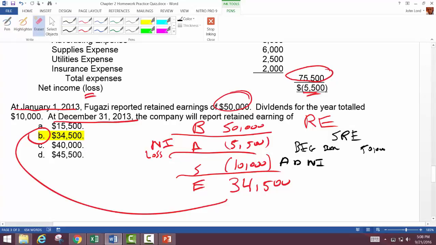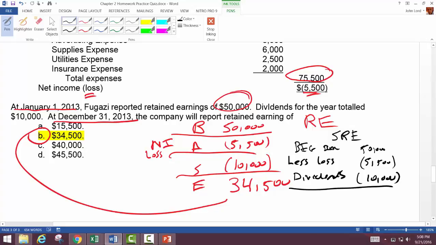On our statement of retained earnings, we'd say what? I'd say less loss. How much is my loss? 5,500, right? Less dividends. And the dividends are what? 10,000? And then that would give me the balance at 12/31, whatever year this was, 13. The balance would be then the 34,500. Okay, that's the proper presentation on the statement of retained earnings, right?